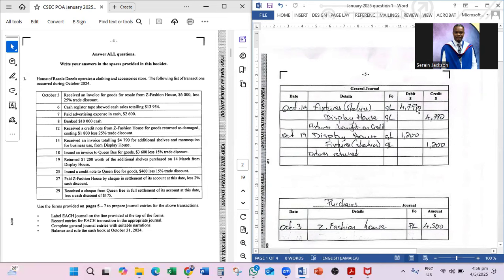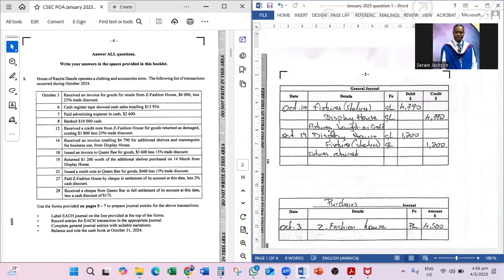We debit the fixtures because it's a fixed asset that we are buying on credit, and we put the name of the supplier, Display House, in the credit column, right? The question did say we must have a narration, so here's the narration: fixtures bought on credit. You could have said shelves bought on credit. You could have said shelves and mannequins bought on credit. All of that would also be correct, right? Remember that the narration is simply telling what the transaction is, describing the transaction.